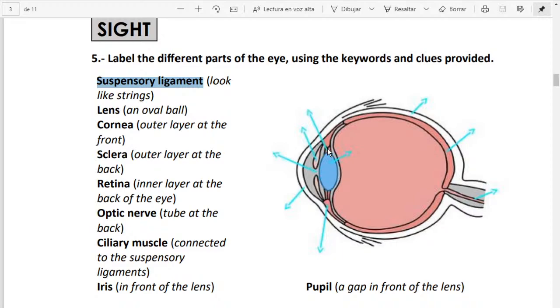This blue part is hanging by this ligament. This is not a muscle, not a sinew or tendon. This is a ligament. So this and this are the suspensory ligaments. You have to put here suspensory ligament. Now next, very easy.